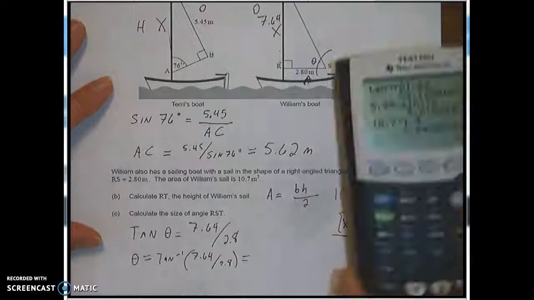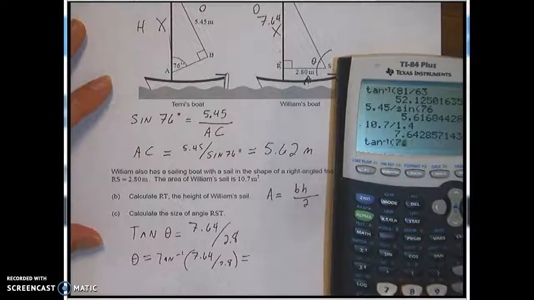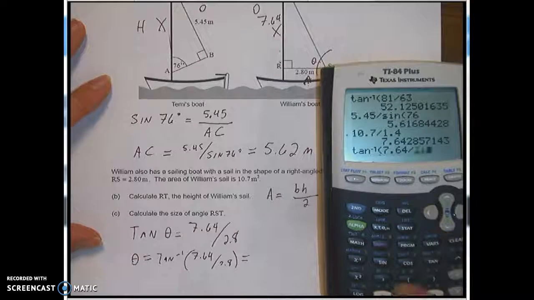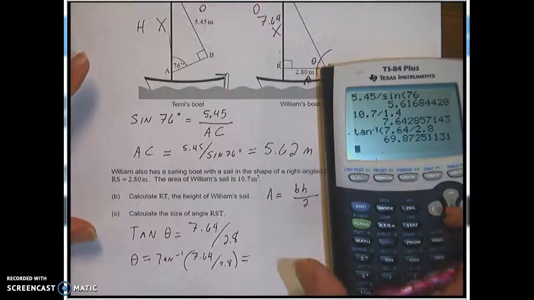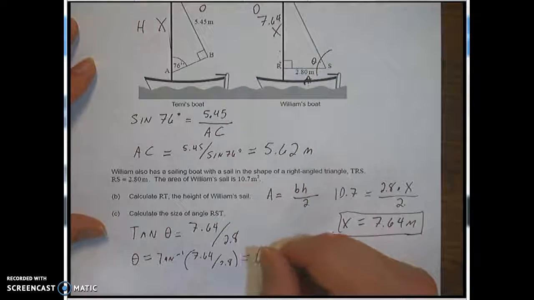And we'll let the calculator figure out what that is exactly. Tangent inverse 7.64 divided by 2.8. The size of that angle is, to three significant figures, 69.9 degrees.